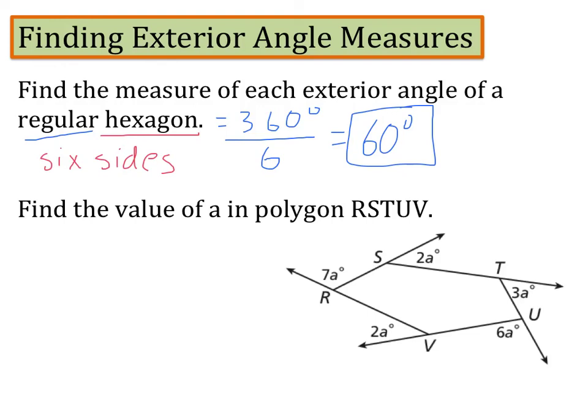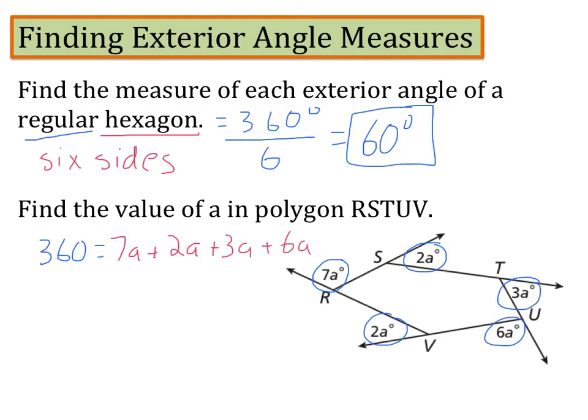For the second problem, I want to find the value of a in the polygon RSTUV. So all of these angles here are exterior angles. Now I know that if I add them all up, they have to equal 360. So that's what I'll do. I'll do 7a plus 2a plus 3a plus 6a plus 2a, and then I'll just do algebra to solve for a.